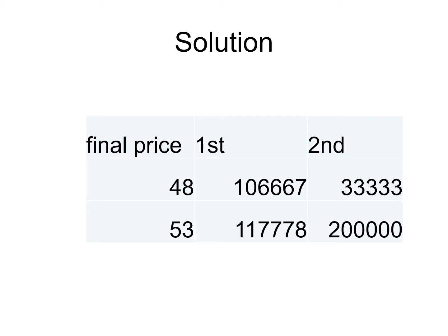When the final price is 53, for the first investor, her portfolio improved a little bit, but for the second one, her final wealth is $200,000. It doubles her initial wealth because options offer huge leverage.